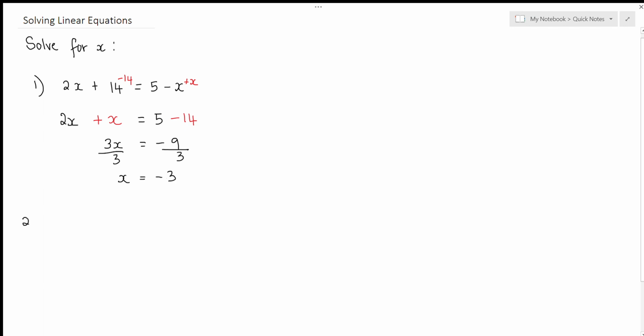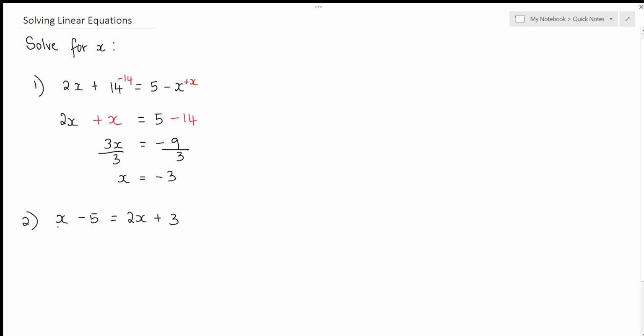Okay, let's try another sum. Number 2, let's have a look at x minus 5 equal to 2x plus 3. Now here we have a choice. You could either move your 2x to the left, but in this case, because 2x is bigger than x, it would be easier to take the x to the right hand side so that you don't end up with a negative x on the left hand side. So I'm going to move my x on the left hand side to the right hand side.